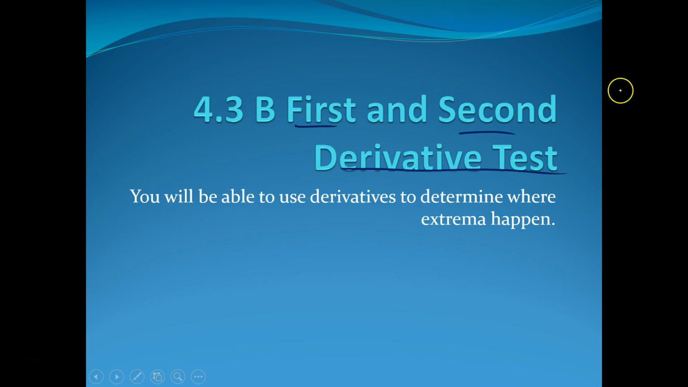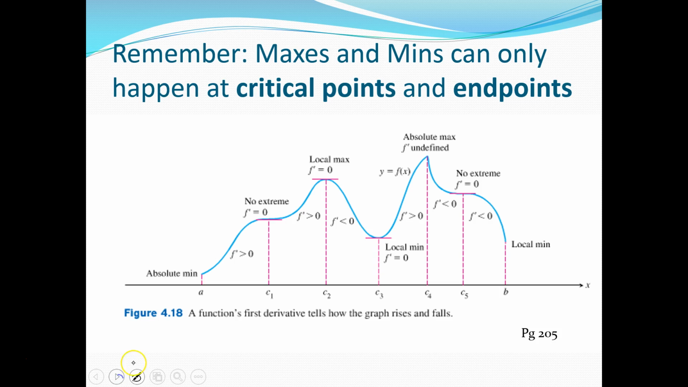You never need to use them, but they are a nice slick way to show an AP grader, hey, I really know what's going on. So let's take a look here and see what these tests are. Remember, first of all, that critical points and endpoints are the only places that maxima and minima can happen. If we check all of our critical points, some of them are not going to be maxima or minima. These guys right here are actually inflection points, going from concave down to concave up, and here it's up to down.